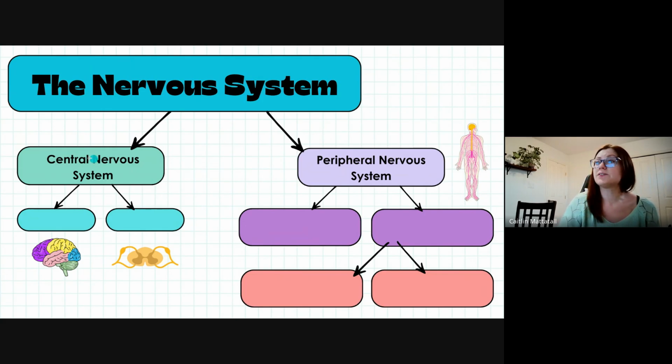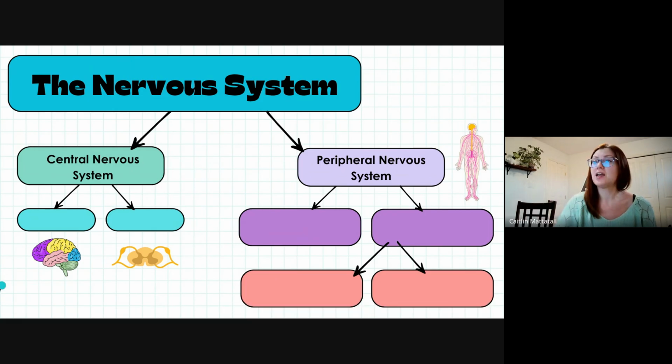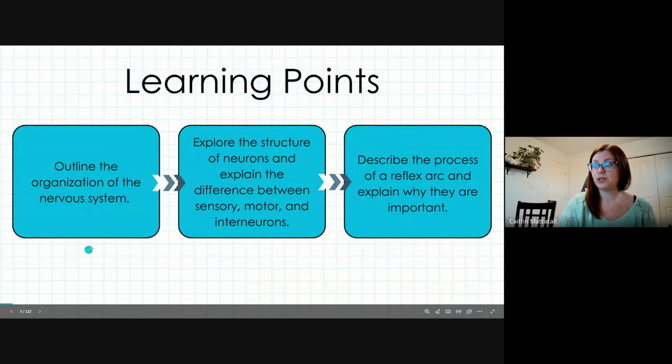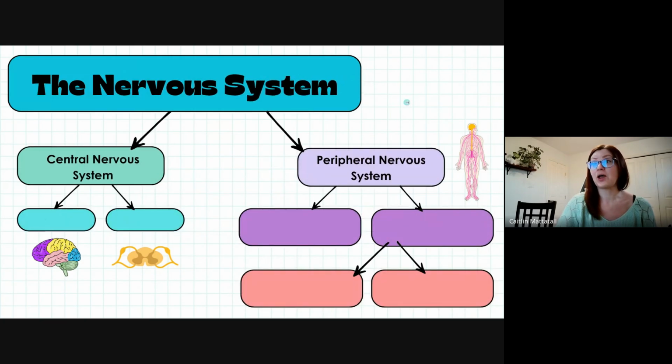So the central nervous system is made up of two main components here. I hope you can kind of guess what one of them is. We have our brain and spinal cord. And those are the only two parts of your central nervous system.